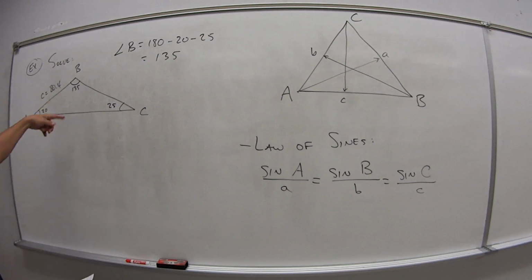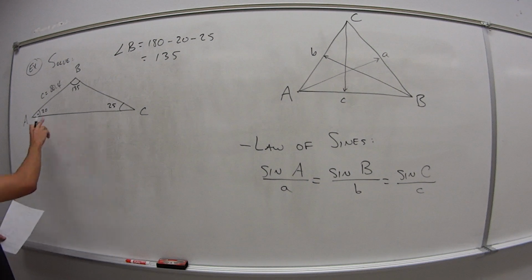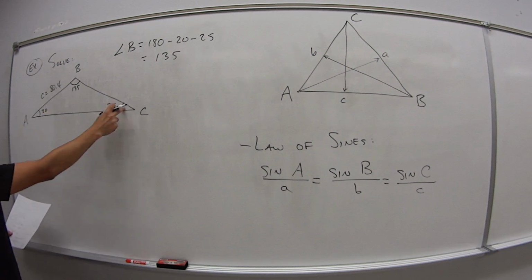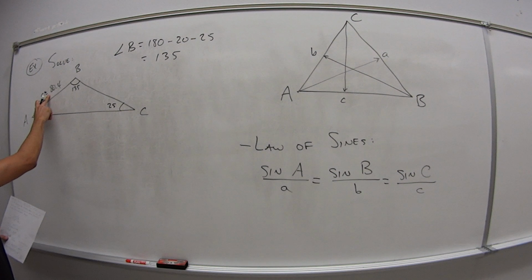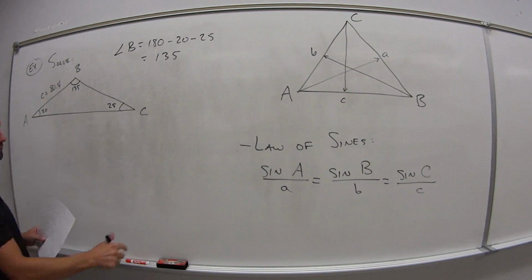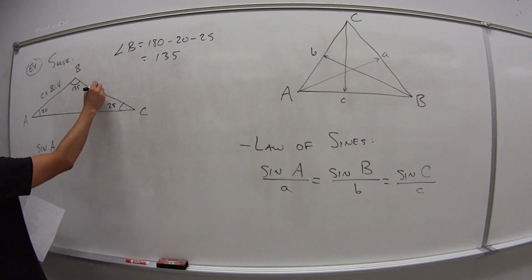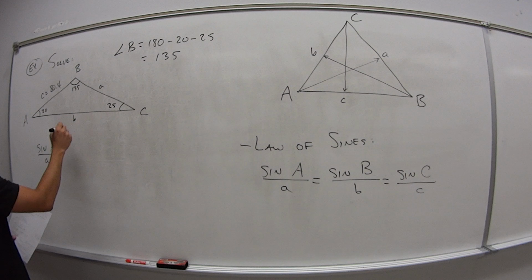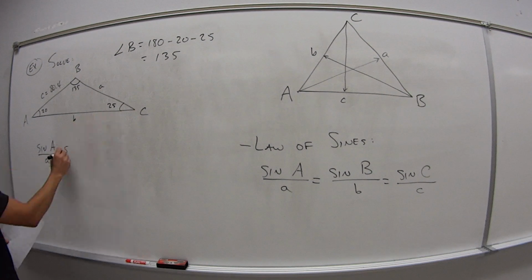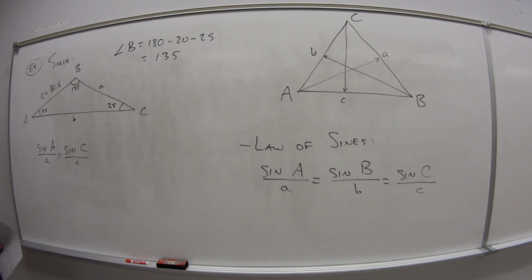If we're going to use law of sines, we'll have to have that angle. So for now, what do we have? We have angle A, angle C, side C. So using those three pieces of information in our law of sines, we can say the sine of angle A over the length of side A, which is over here, is equal to the sine of angle C over the length of side C.